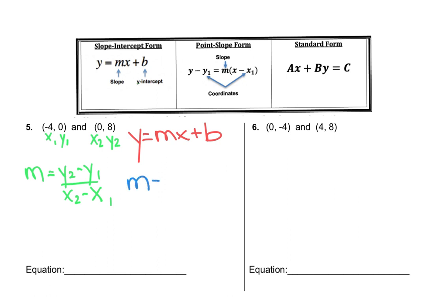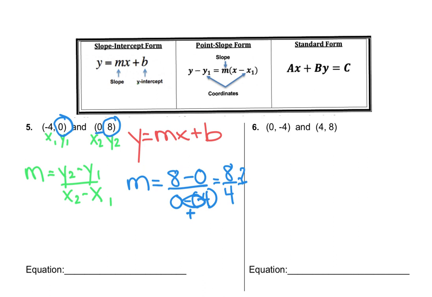So I have m is equal to, all right, so I'm going to plug it into the formula, y2 is 8, y1 is 0, and that's going to be all over x2 minus x1, so x2 is 0. Now notice that you've got minus negative, so 2 negatives, and those 2 negatives end up making a positive. So your slope is 8 all over 4, or 2.